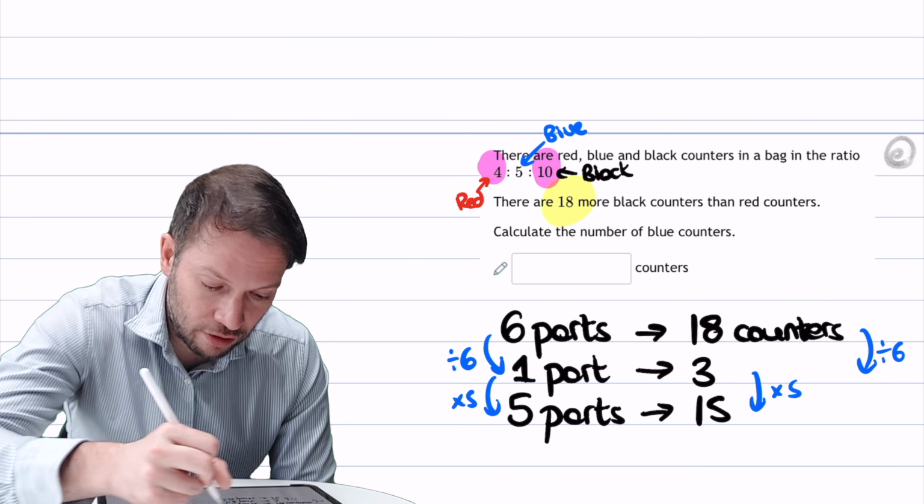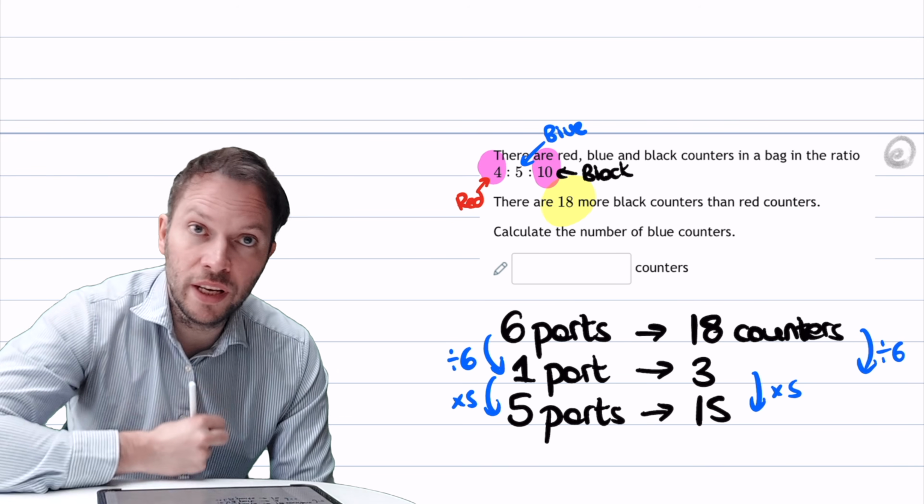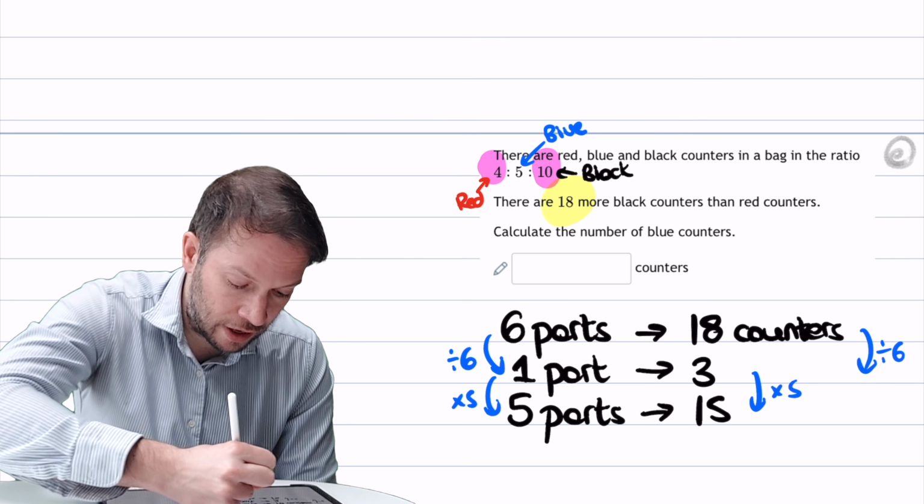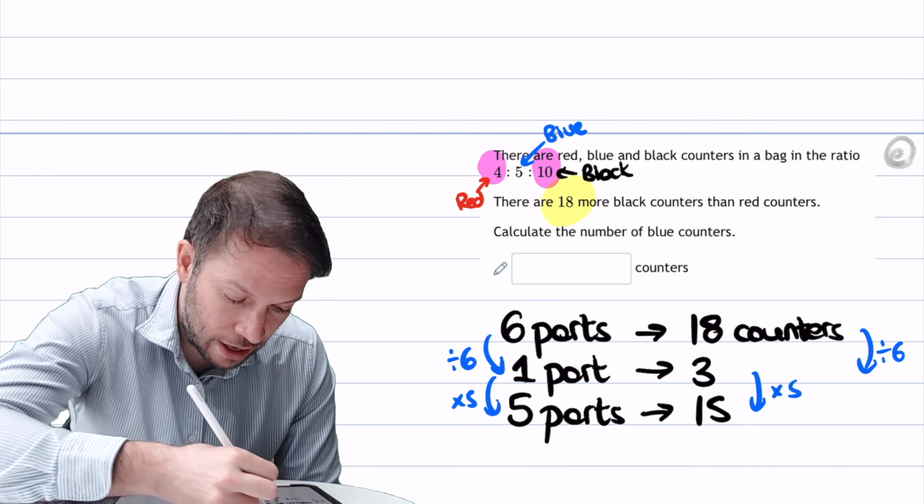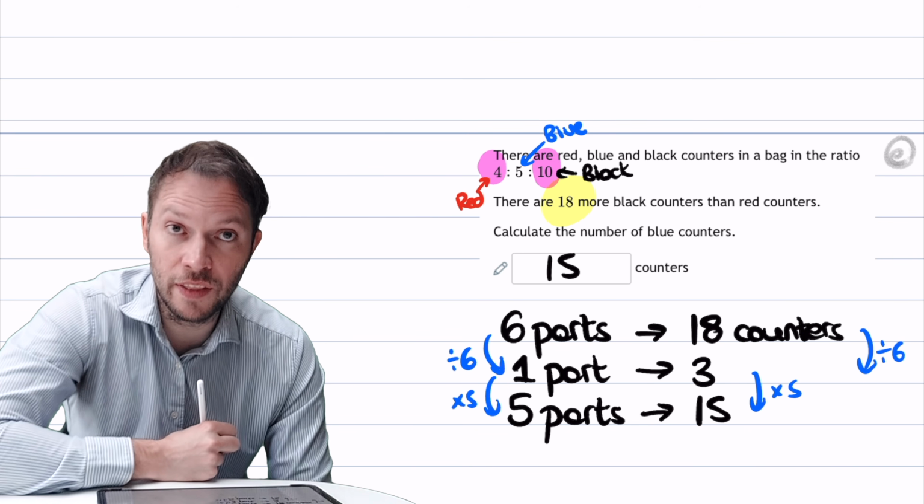And therefore, because there are 5 parts blue in the ratio and 5 parts is worth 15 counters, there are 15 blue counters. And that is the final answer.